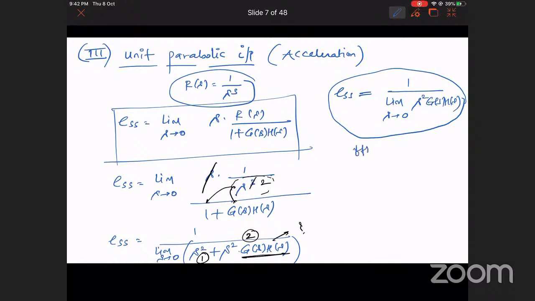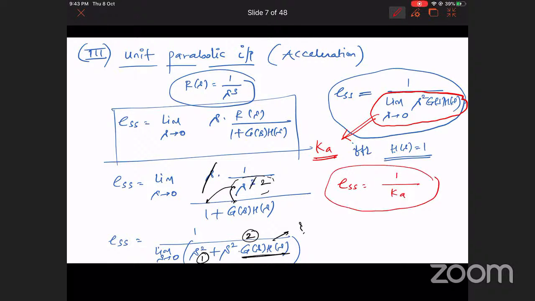But if and only if H of s equal to 1, that is nothing but a unity feedback system, guys, then I'm going to highlight the lower term. And let me tell you, this is known as Ka, that is acceleration error coefficient. So I can write my ESS is equal to 1 upon Ka. I hope you understood that. ESS is equal to 1 upon Ka. And again, this Ka is limit s tends to 0, s square into G of s H of s, guys.